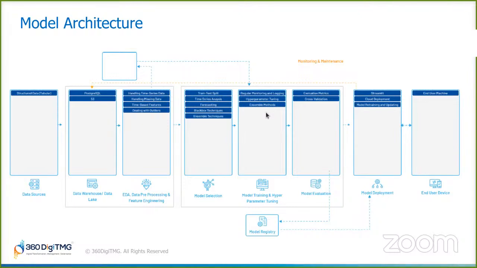Then we're going to be looking at regular monitoring and logging, which is understanding how our data and algorithms are interacting. Then we have hyperparameter tuning and ensemble techniques, which are designed to help us improve the results of the model. We will be looking at evaluation techniques like MAPE, which stands for mean absolute percentage error.